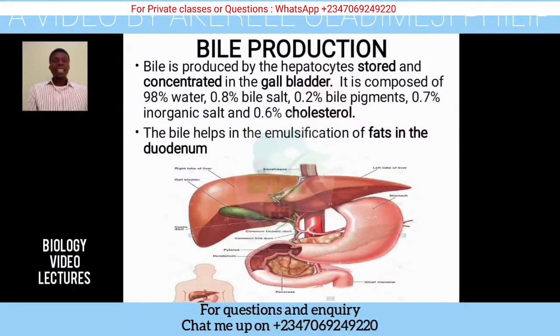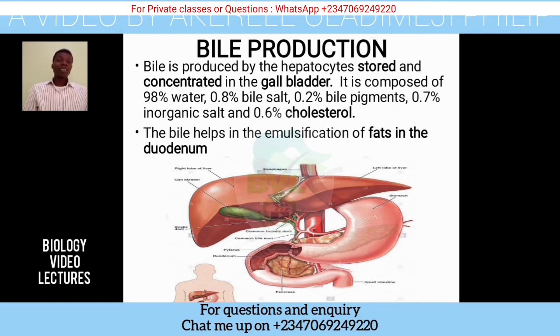Then bile production. While the liver is carrying out its metabolic processes, bile is produced by the hepatocytes and is stored and concentrated in the gallbladder. So in case you are asked what forms bile, it is the liver. But where is it stored? In the gallbladder. The bile is a greenish substance. It's composed of 98% water, 0.8% bile salt, 0.02% bile pigment, 0.7% inorganic salt, and 0.6% cholesterol.